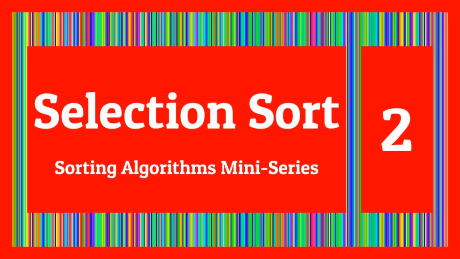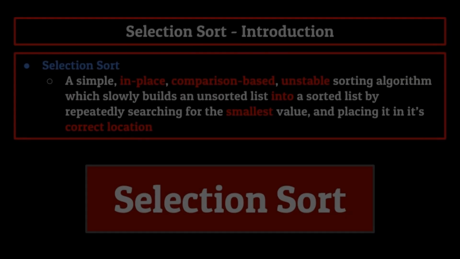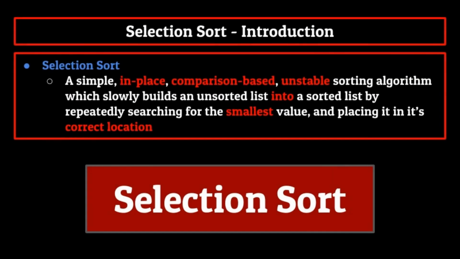Now that we've got the basics of Big O notation down, we can finally hop into our first sorting algorithm, selection sort. By definition, a selection sort is a simple, in-place, comparison-based, unstable sorting algorithm which slowly builds an unsorted list into a sorted list by repeatedly searching for the smallest value and placing it in its correct location.